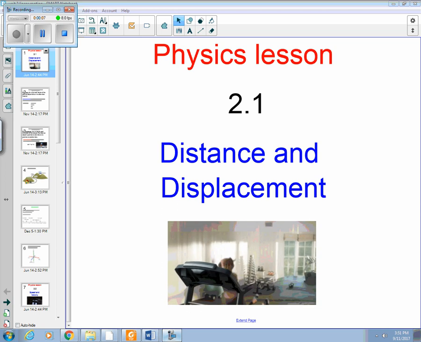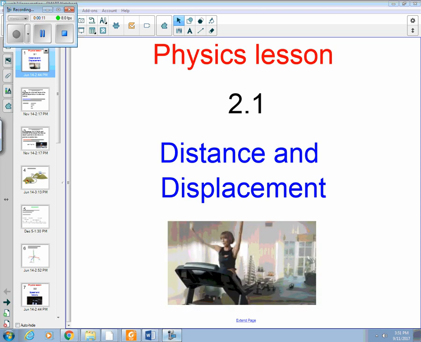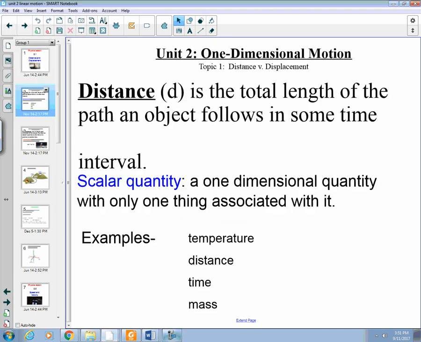We are in lesson 2.1, distance and displacement. So let's start it off with distance. Distance is going to be the total length of a particular path. It is known as a scalar quantity, which means it just has one dimension. Only one number is associated with it.